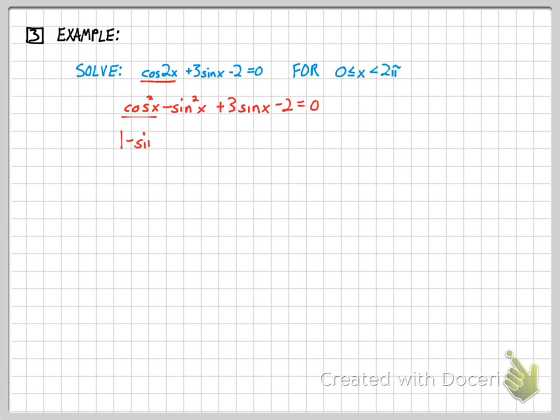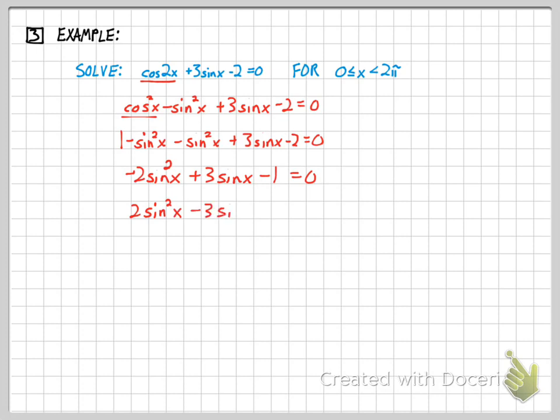So you're actually using two identities here, and this is what I end up with after that. The good news here is everything is in terms of sine only. And I can start putting stuff together. I have a minus 2 sine x. I have a plus 3 sine x. And I have a minus 1. Oh, sorry, I left off my squared there. I'm going to, again, make the leading term positive so that I can factor.